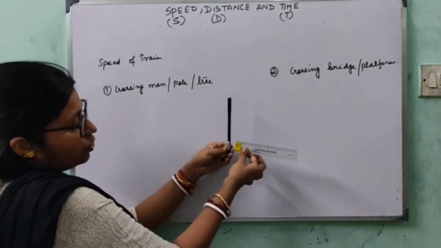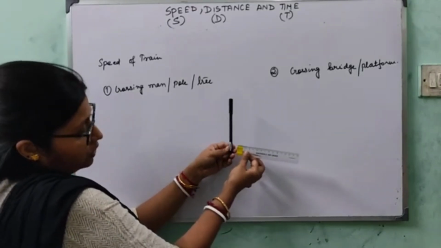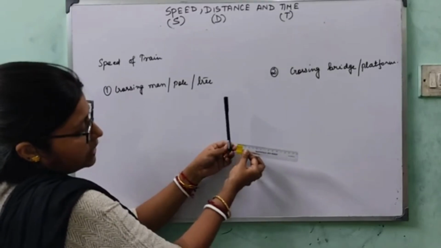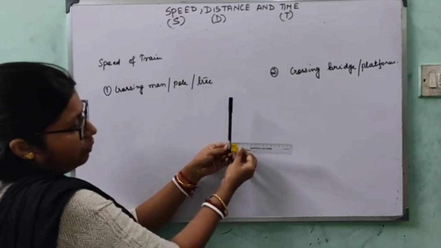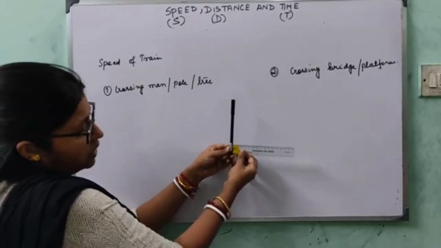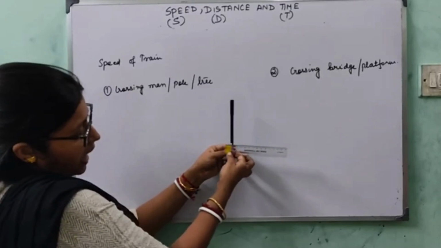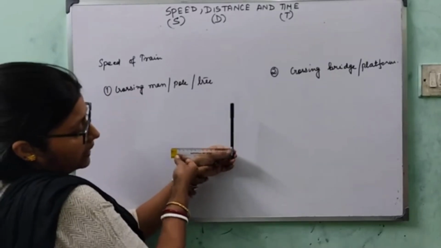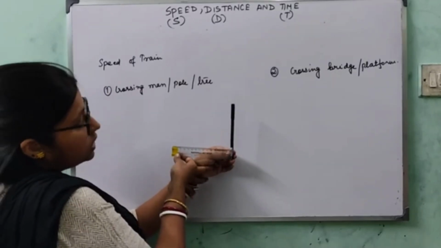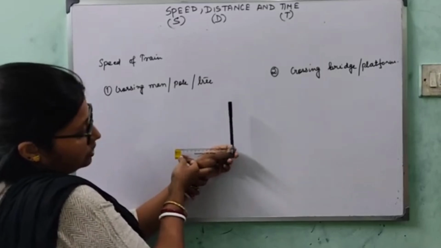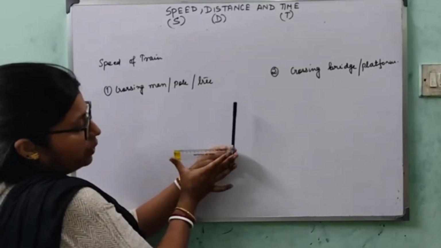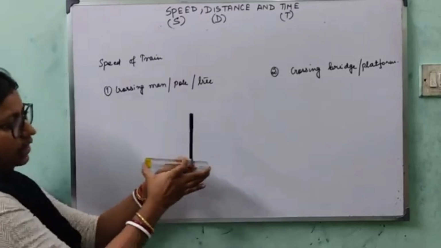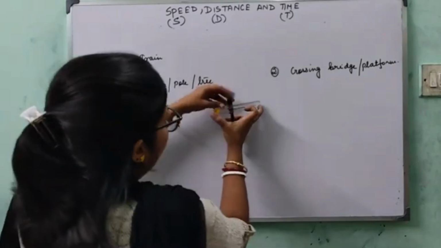So you see, in crossing the pole, the train has covered a distance. Look at this yellow mark. The yellow mark at the initial position when it was over here, the yellow mark is over here. And what is the position of the yellow mark when the entire train has crossed the pole? The train has traversed a distance equal to its own length.